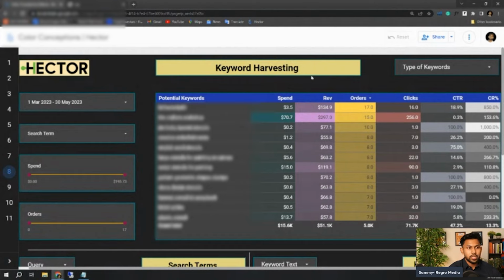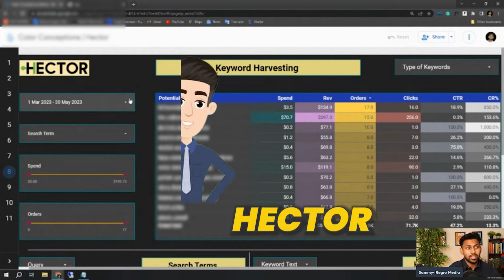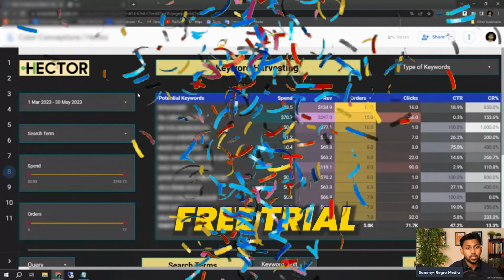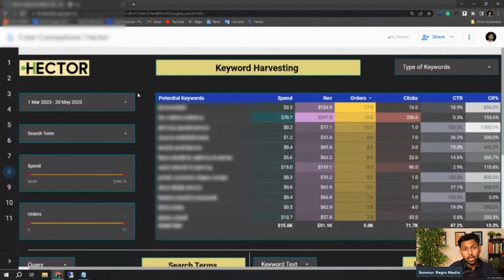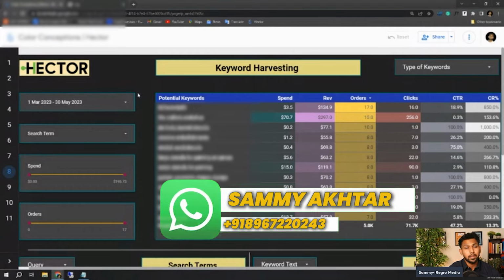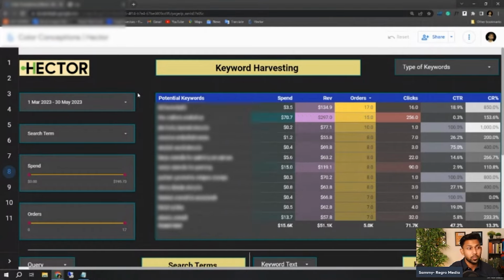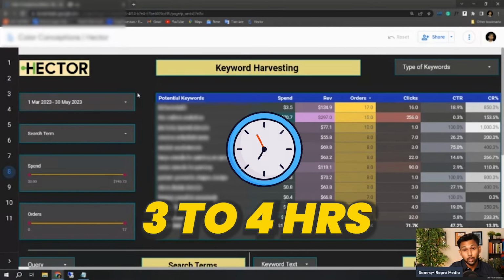So here you can see these are the potential keywords. Now what do I mean by potential keywords? Now before that, this is a tool called Hector. If you want a 30-day free trial, then I can probably provide you that. You can just reach out to me towards the WhatsApp number and email address provided. You can sign up for a 30 days free trial. This is the best tool that we have so far used, and it saves like 3 to 4 hours of our optimization.